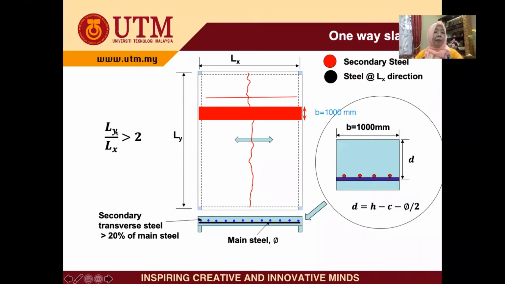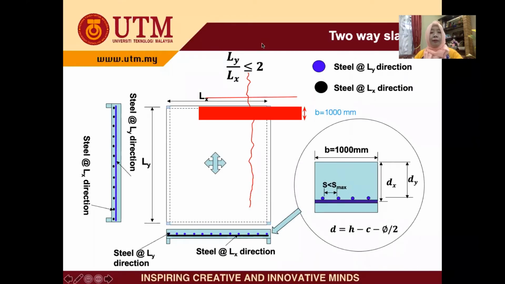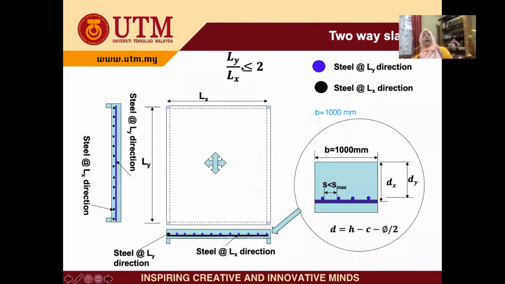When we determine that Ly over Lx is greater than 2, it is a one-way slab. If you have Ly over Lx less than or equal to 2, then we call it a two-way slab. Yeah, so we have this symbol. This symbol is called two-way slab. That means the steel will be provided in two directions.